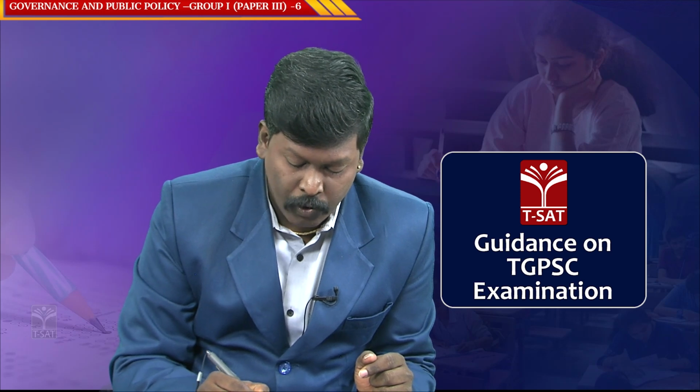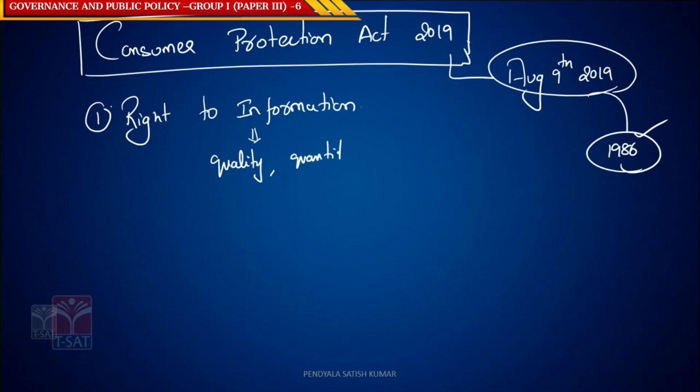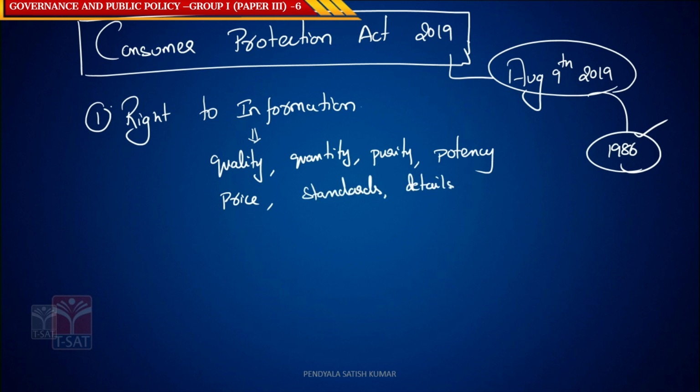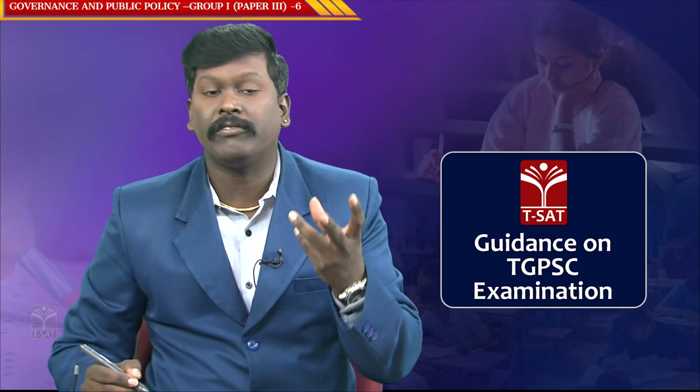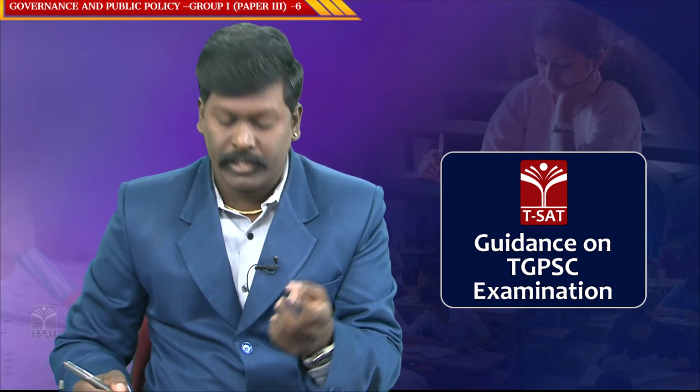Information related to quality, quantity, purity, potency, the price, the standards, the details of manufacturers, all this information should be provided as part of the goods and services we take. So the first right of the consumer is the right to information.